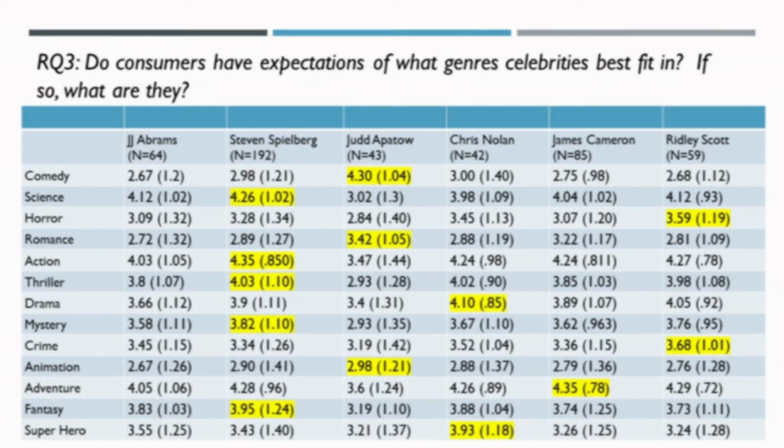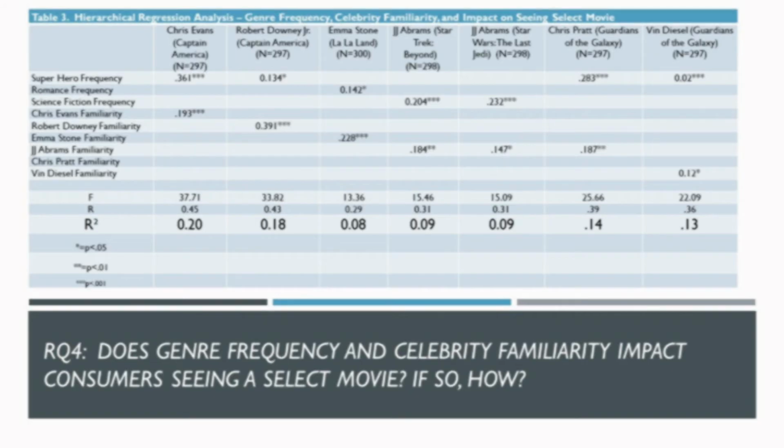When we look at producers and writers in this particular list, we can see Steven Spielberg is the best for science, the best for action, the best for thriller, the best for mystery, the best for fantasy. We can see with Judd Apatow, comedy, romance, and animation are categories he dominates among this list in front of us.